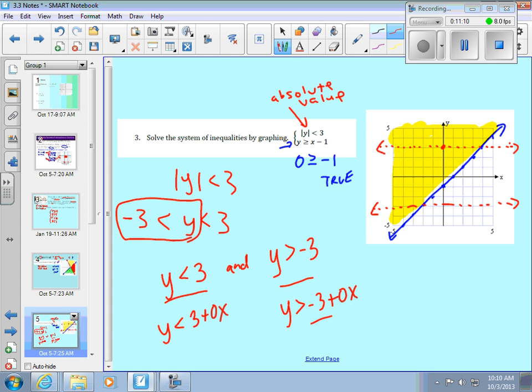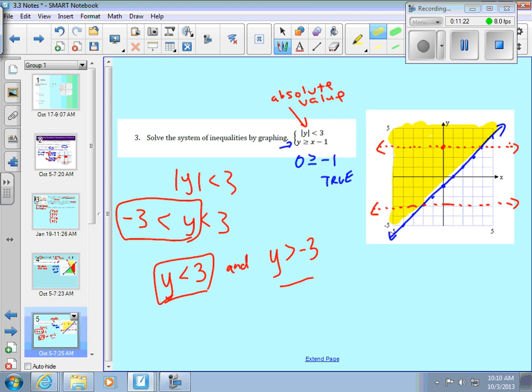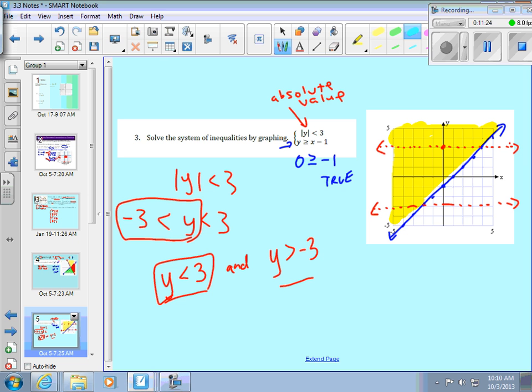For this one over here, it's saying y is less than 3. Well, every point less than 3, that's going to be below it. So when we shade for that one, that would be everything underneath it. So everything here. Okay. And the other one is saying everything greater than that. So the other one you'd want to shade above the negative 3 line. So everything here.